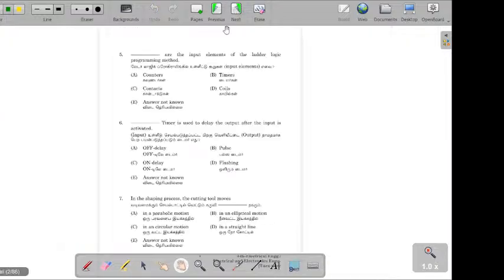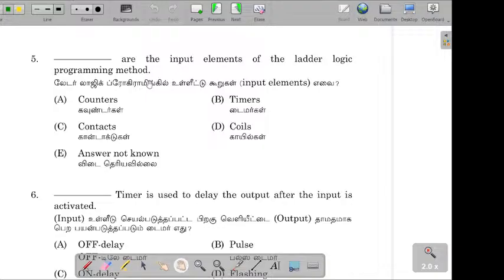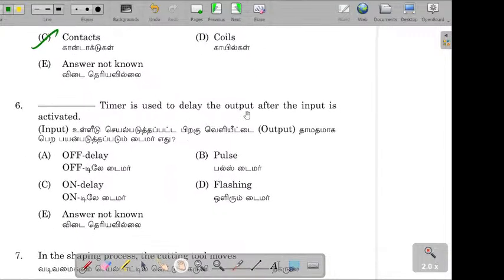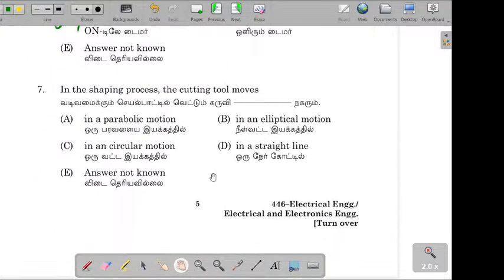Okay. Next, the fifth question: dash are the input elements of the ladder logic programming method. Contacts will be the answer. Dash timer is used to delay the output after the input is activated. So which delay do they use? On delay. In the shaping process, the cutting tool moves in a straight line.